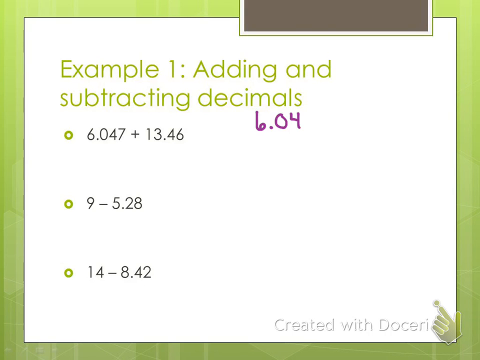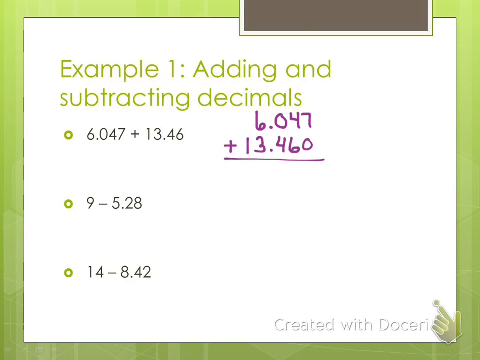Now, what do you do if you have blank spaces? What do you need to fill it in with? Zero. A zero. We talked yesterday about how if you have 3 decimal places in one number and 2 in the other one, you need to make sure that you fill it in with a zero. So after the 6 here in 13 and 46 hundredths, I need to fill it in with a 0.